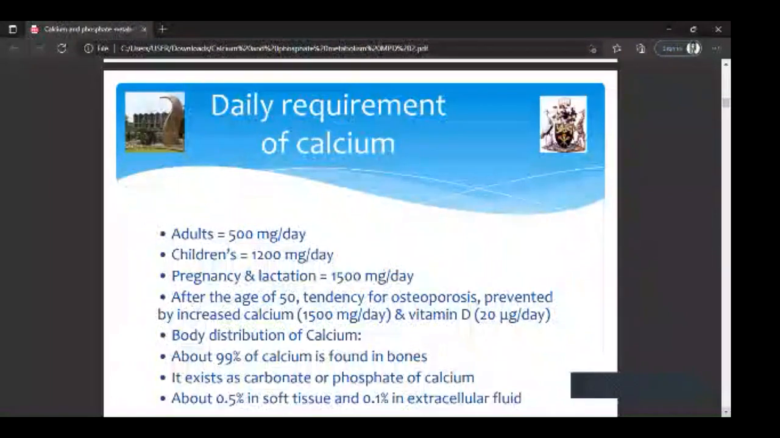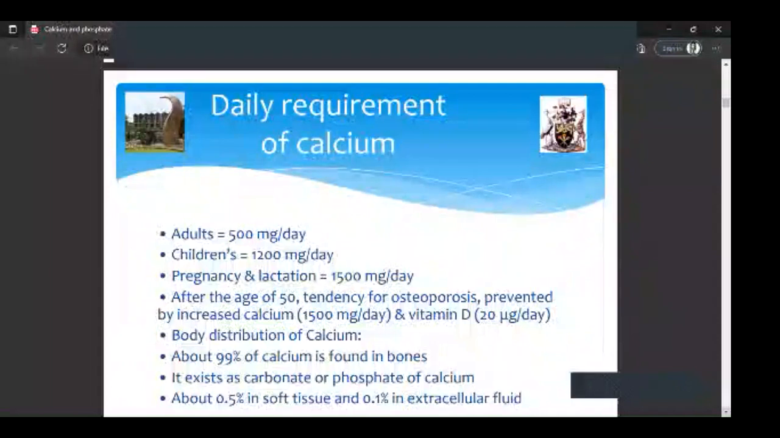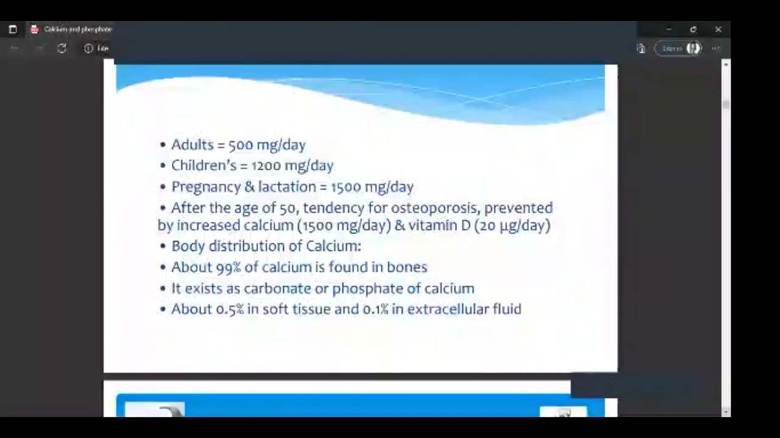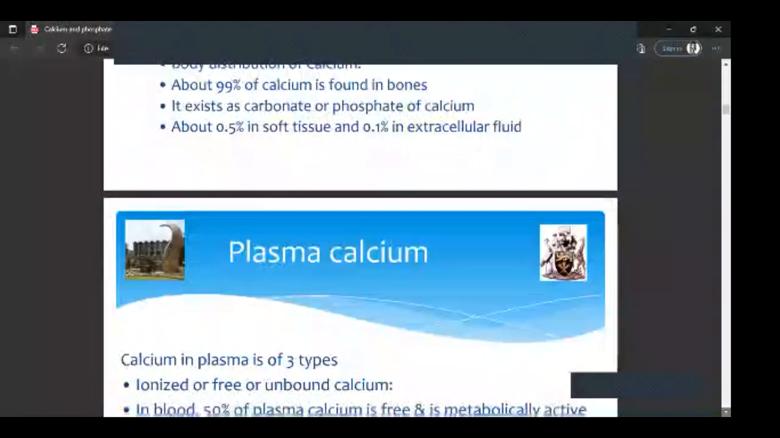1,500 milligrams per day. So by the time you're at the age of 50, there's a tendency for osteoporosis, and this is normally prevented by taking in more calcium than you should. So an adult should take in 500 milligrams per day, but on average we need 3 times as much, which is 1,500 milligrams per day, plus vitamin D, which is about 20 micrograms per day. So we've said the body distribution of calcium is 99% in the bones, and usually it exists either as a calcium or a phosphate combination. And we've said we have 0.5% in soft tissue and 0.1 in extracellular fluid.